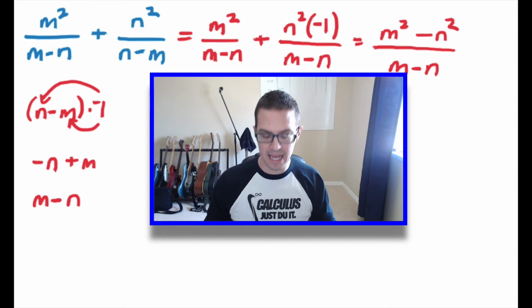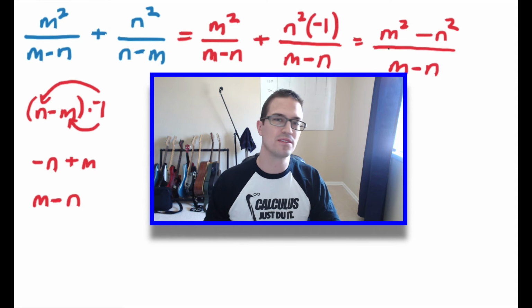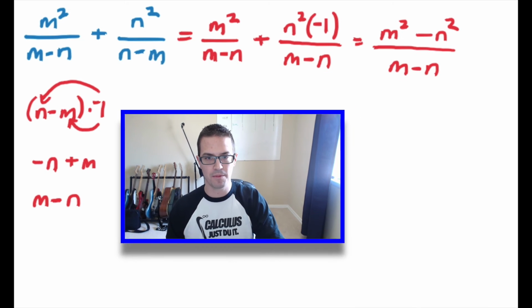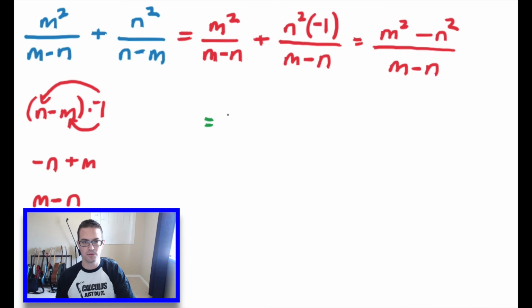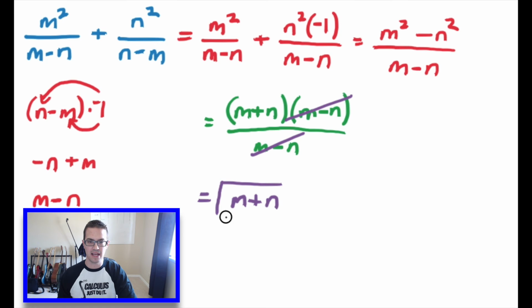Okay, now what we're going to do next is we're still trying to simplify this as much as humanly possible. I have something squared minus something squared, so what I'm going to do is use the difference of squares to factor that out. So we have m plus n times m minus n all over m minus n. Now you should notice that this m minus n and this m minus n are going to cancel, and your final answer should just be m plus n.